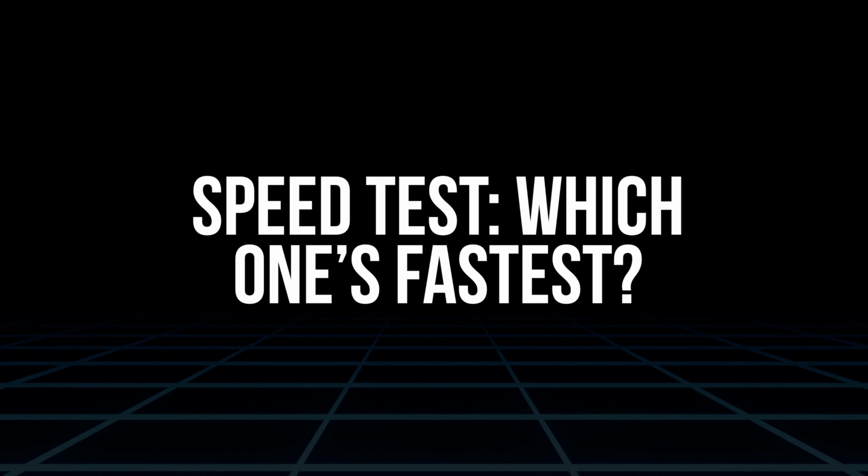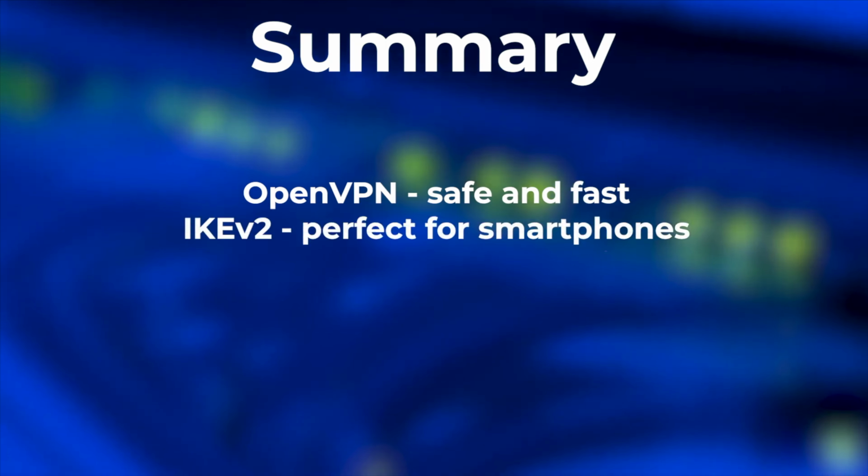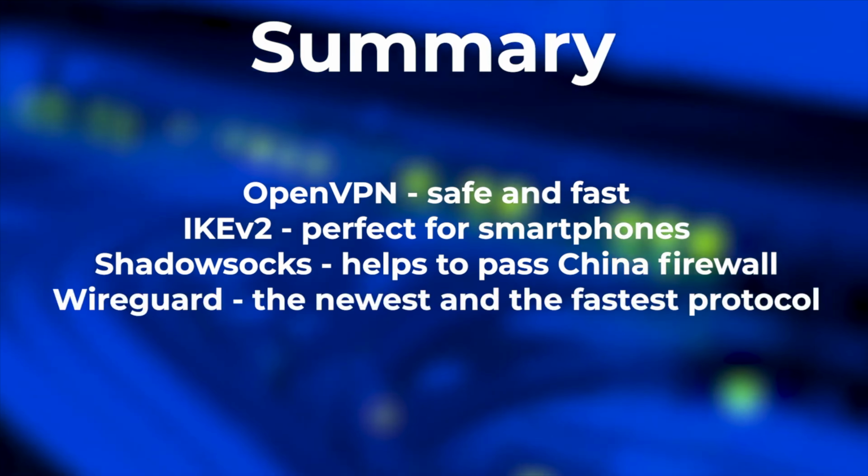Might not be flashy or fast, but it's steady, secure, and gets the job done. Speed test: which one's fastest? All right, let's talk performance. If you're just looking for speed, here's the usual ranking. WireGuard, fastest by a mile in most tests. IKEv2, also pretty quick, especially for reconnecting. OpenVPN, slowest of the three, but still decent.